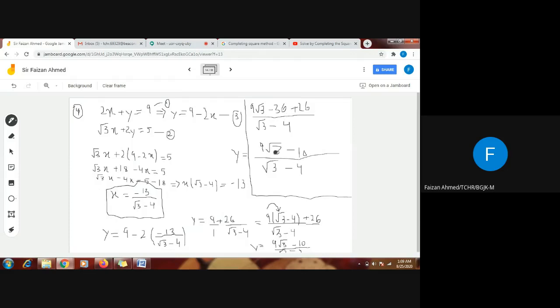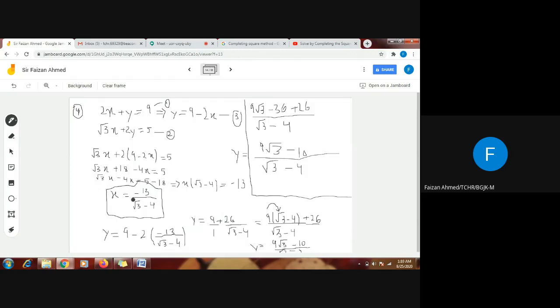So 9 root 3 will be as it is, minus 36 plus 26 will be minus 10, and root 3 minus 4 will be as it is. So this is the value of y, and this is the value of x. Since we have got the value of x and y, what is next?